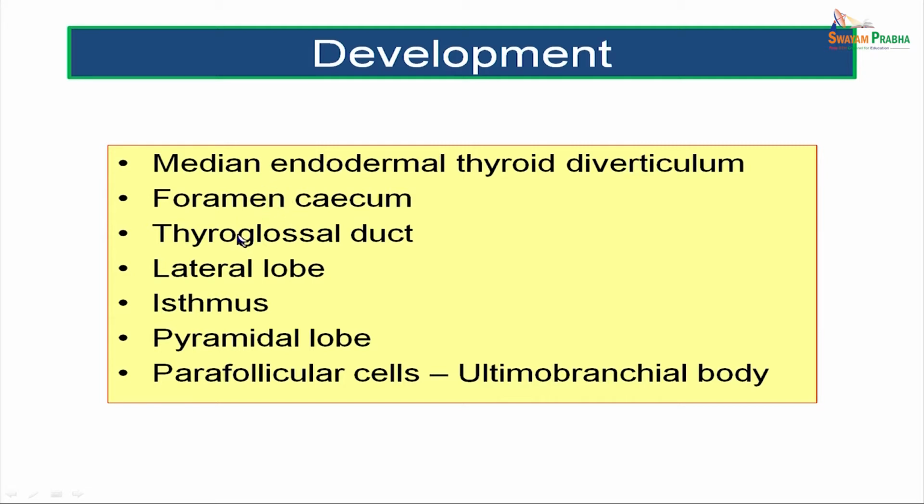So, below this is the thyroglossal duct. The lower end of the thyroglossal duct will divide, forming a bilobed structure. Further development of this bilobed structure will give rise to the lateral lobes. The junction between the duct and the two lobes will form the isthmus.